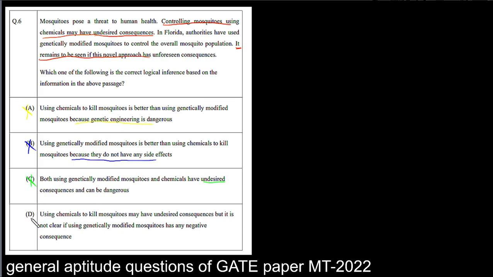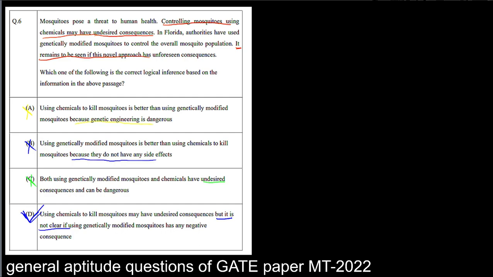The same reasoning applies. Now the last option is D, and it must be correct. Option D says using chemicals to kill mosquitoes may have undesired consequences. Yes, that is simply this first statement. But it is not clear if using genetically modified mosquitoes has any negative consequences. Here the phrase "it is not clear" is important. That means we are not sure what happens with this novel approach, with genetic engineering. We are not 100% sure whether this process gives a positive or negative outcome. So simply we can say option D is the correct statement from the above passage.